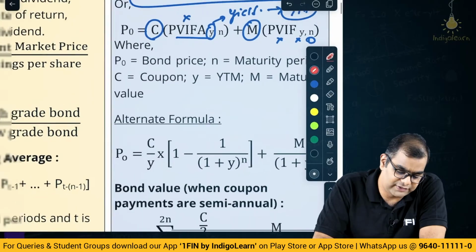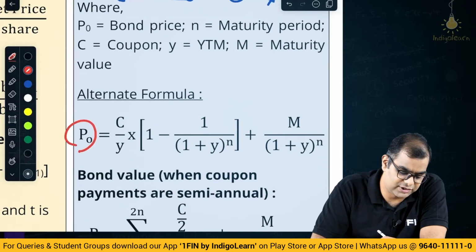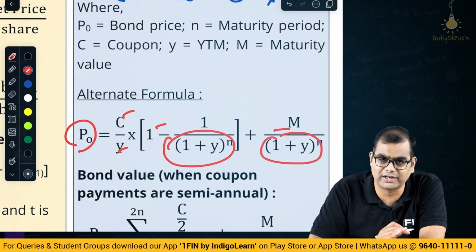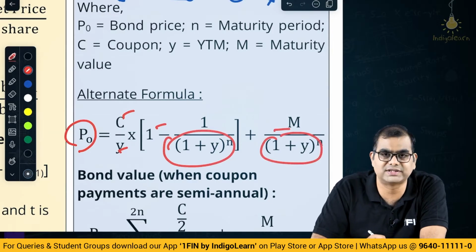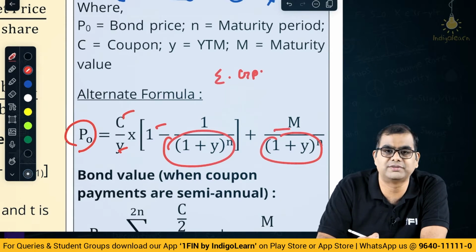Right. Now, what is the alternate formula? There is also an alternate formula, which is P0 = C/Y × (1 − 1/(1+Y)^n) + M/(1+Y)^n. Now, please don't unnecessarily complicate this. See, how this is arrived at is simple GP. Sum of GP. What is the sum of a GP? a × (r^n − 1)/(r − 1).